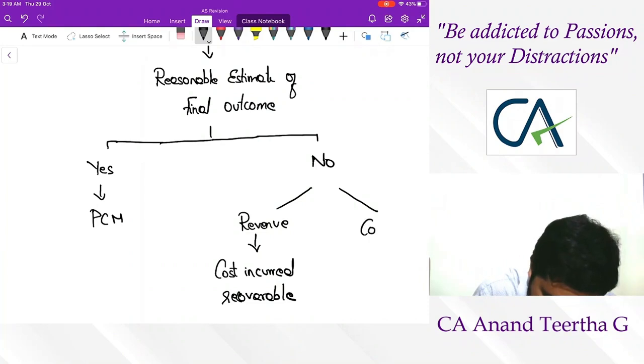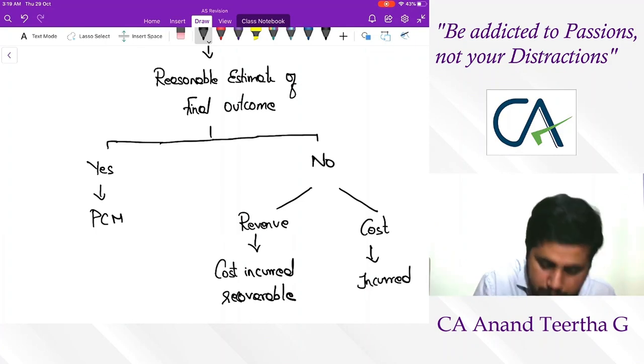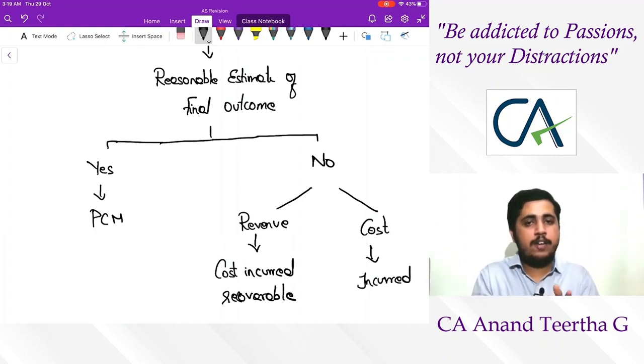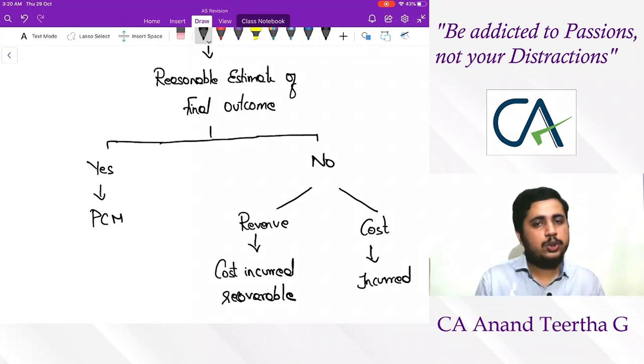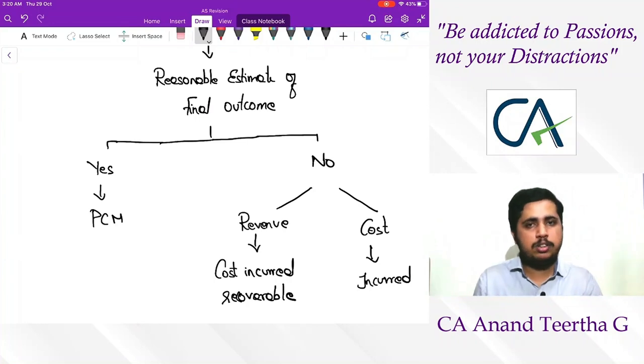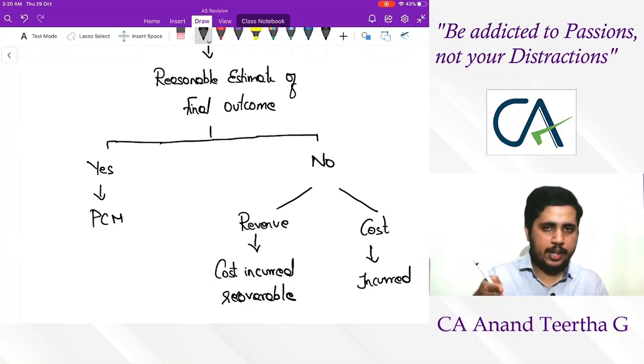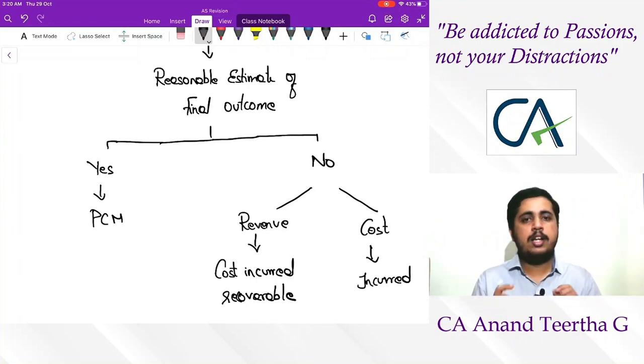When it comes to cost, whatever is incurred will be considered as cost. So basically, what is going to happen in the second case, when there is no reasonable estimate of final outcome, is that either your profit will be zero or there will be a loss. Why? Because you will recognize revenue at most to the extent of cost incurred, or less than that. So if you recognize 100% of the cost incurred, profit will be zero. If you recognize less, there will be a loss.